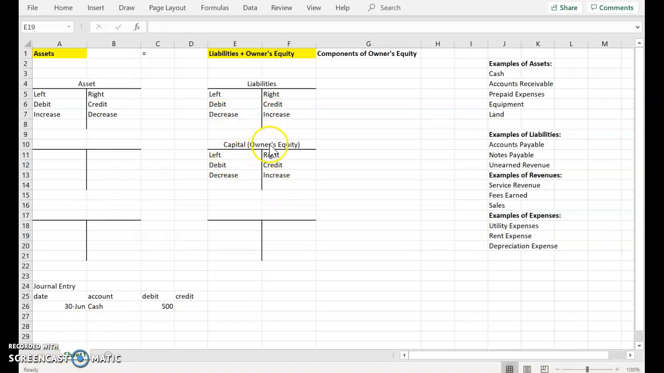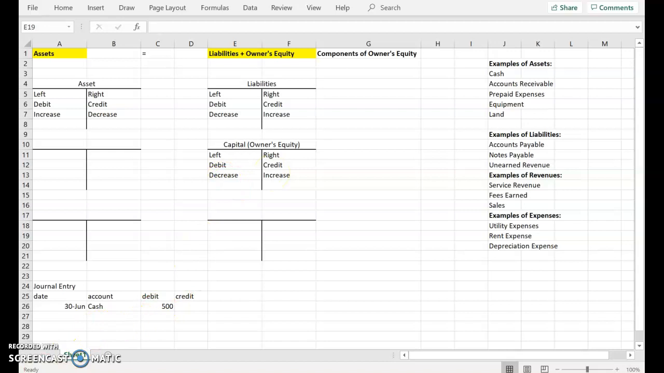Now let's look at capital, which is owner's equity. It is on the right side of the equal sign too. Remember the T account, left side, right side. The left side is always the debit side. The right side is always the credit side. But since it's on the right-hand side of the equal sign, it will increase on the right-hand side, which means decrease will be on the left.